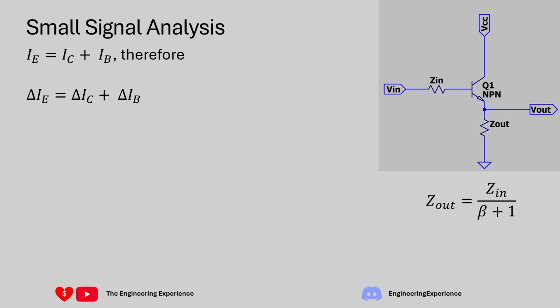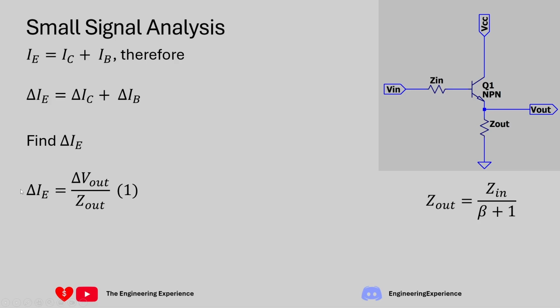We know that IE is equal to the collector current plus the base current. So if we had a small change in IE, which is basically denoted by delta over here, then that is equal to a small change in the collector current plus the small change in the base current. What we're going to do is try to figure out each of these variables individually. First of all, let's start with IE, which is a little bit easier.